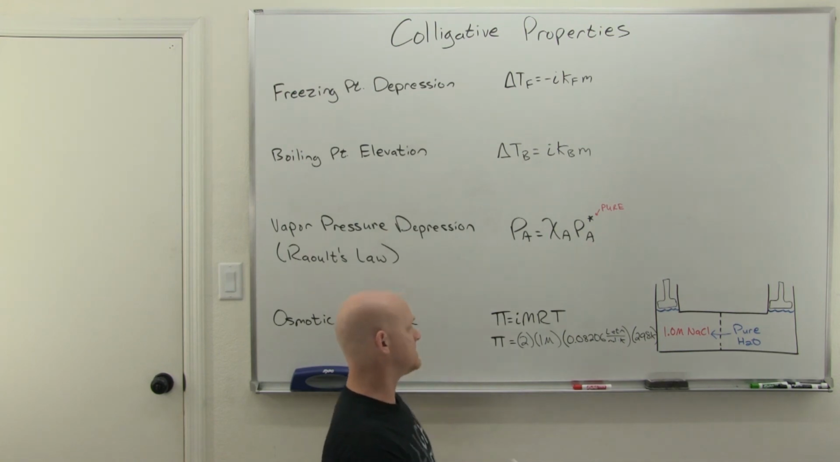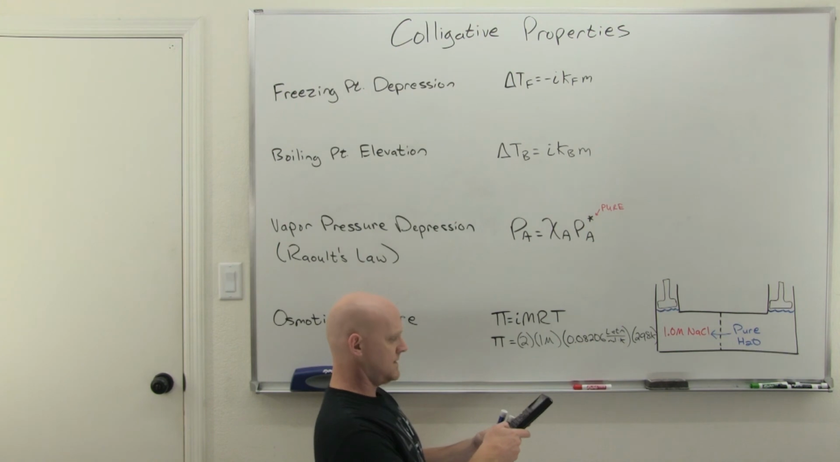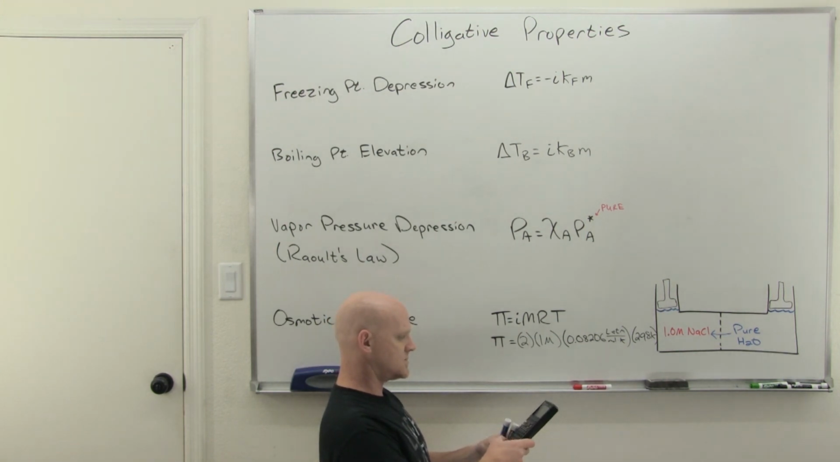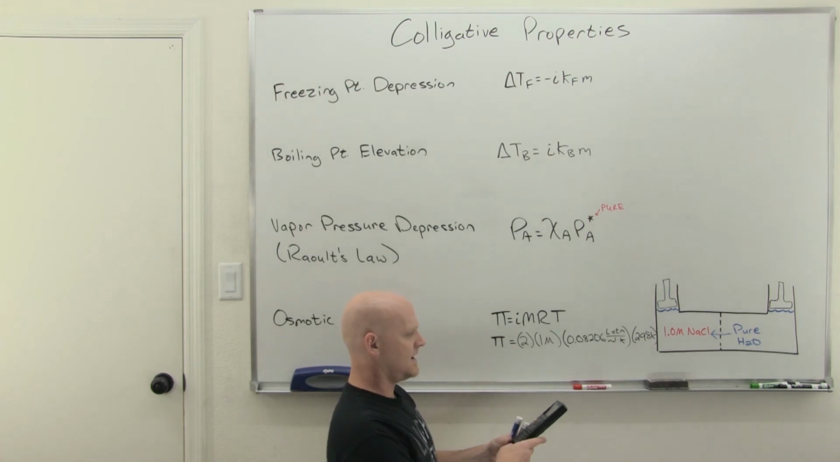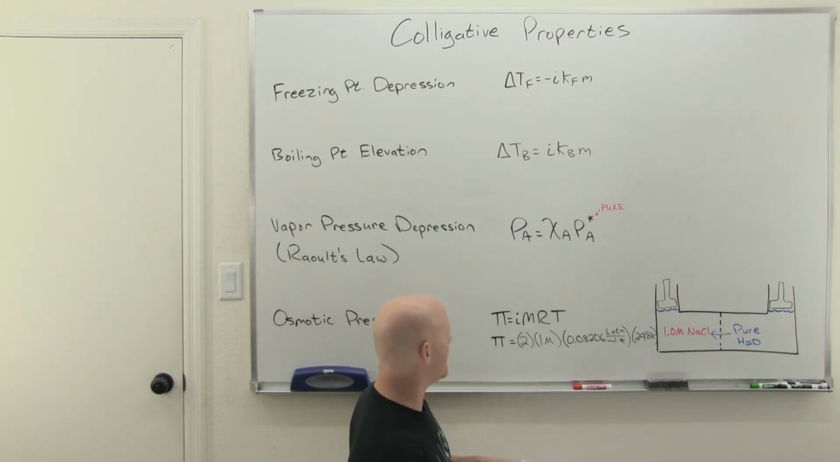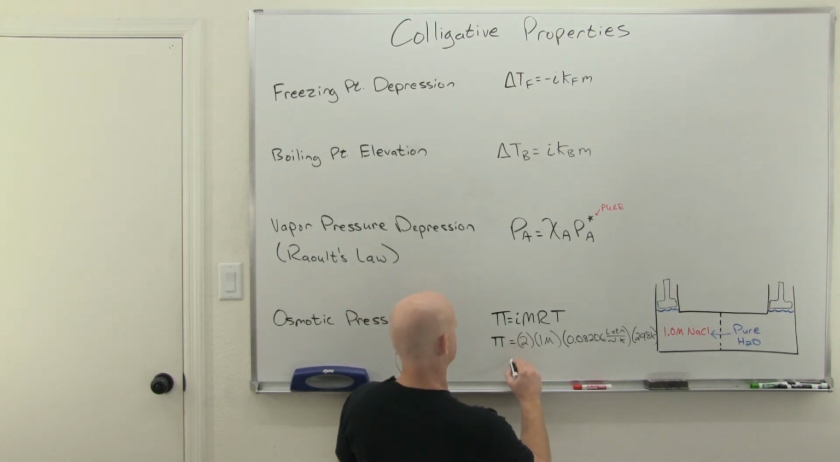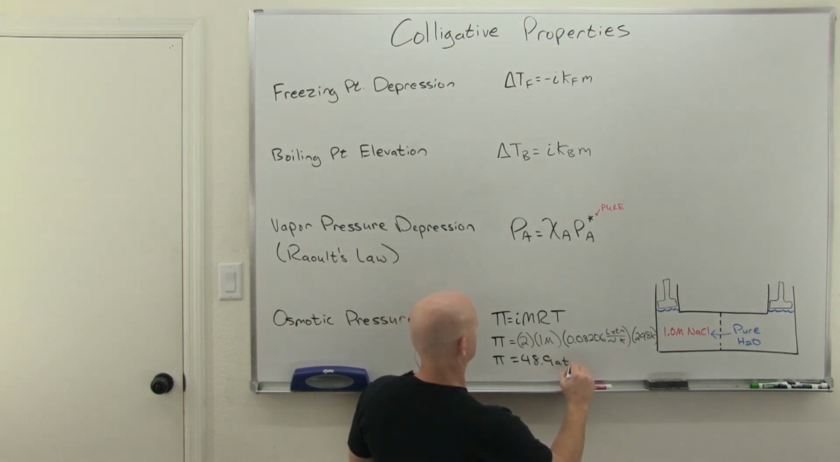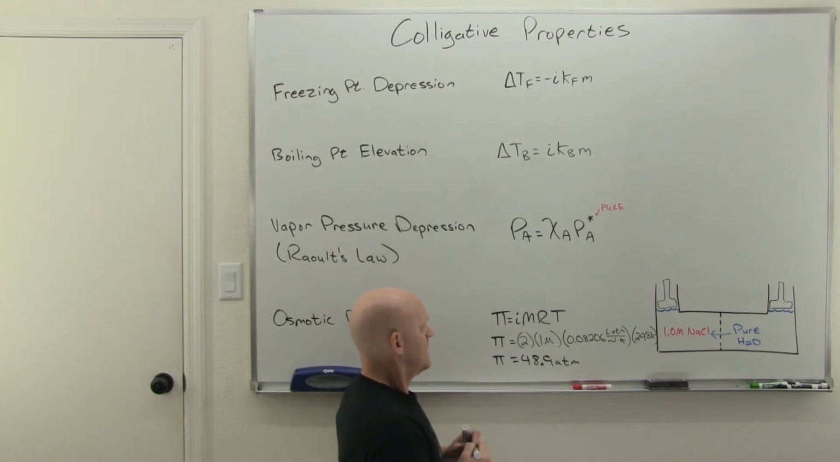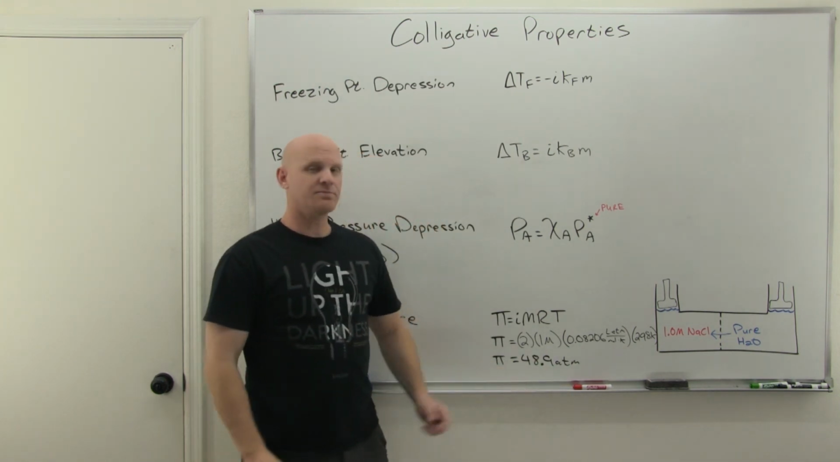Cool, and from there it's going to be some plugging and chugging. And so we've got 2 times 1 times 0.08206 times 298. And we're going to get 48.9 atmospheres. Cool, so that's a pretty significant osmotic pressure here.